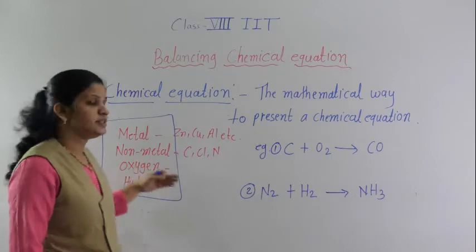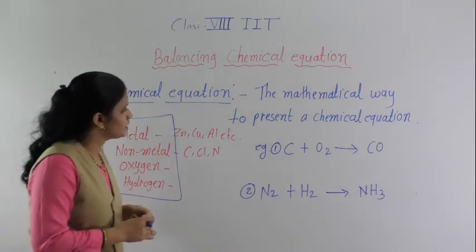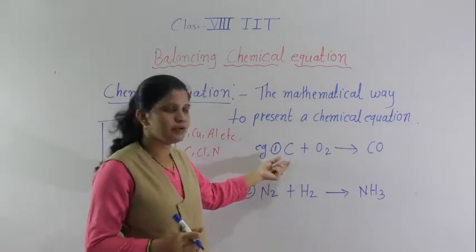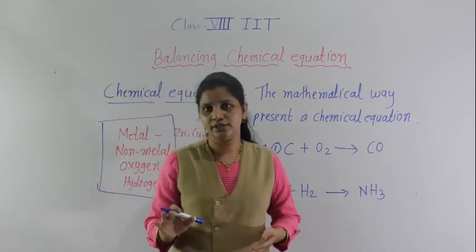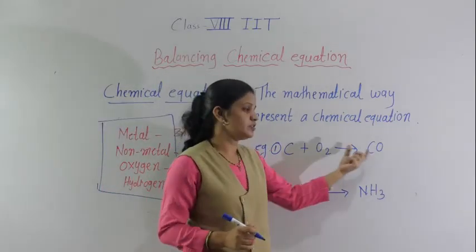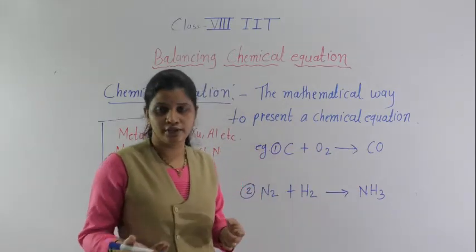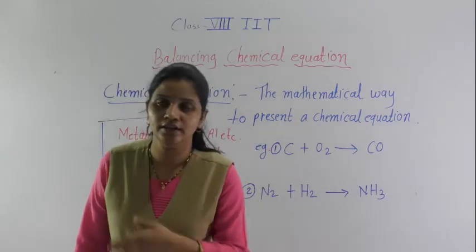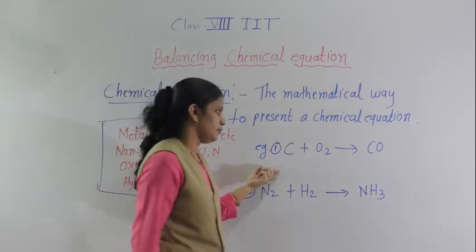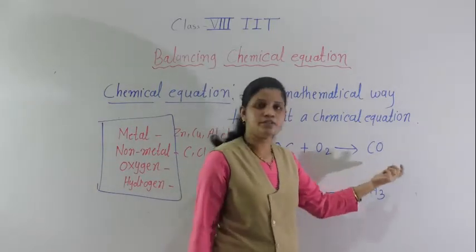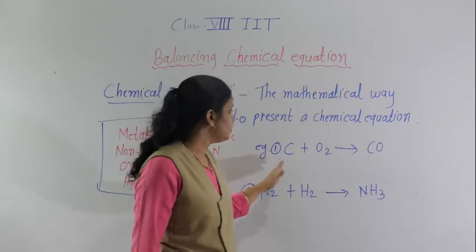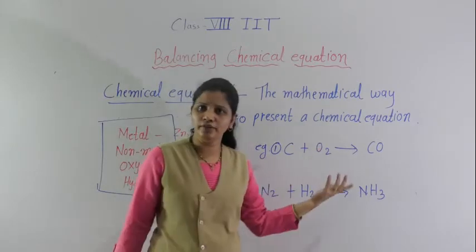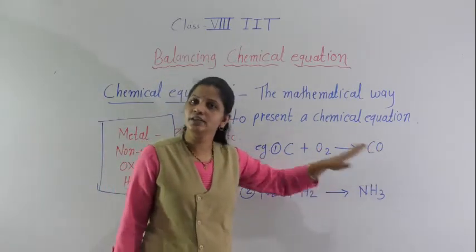Now we will see some examples. See here, one example I have given. C means carbon. This is basic knowledge, you know this. Writing carbon, oxygen, then carbon monoxide in full would take more time, and you know what these are because we learned all this in 6th standard. So C means carbon, O means oxygen, and CO is carbon monoxide. Sometimes in this reaction carbon monoxide forms, and maybe CO2 will also form, but now I have written carbon monoxide.